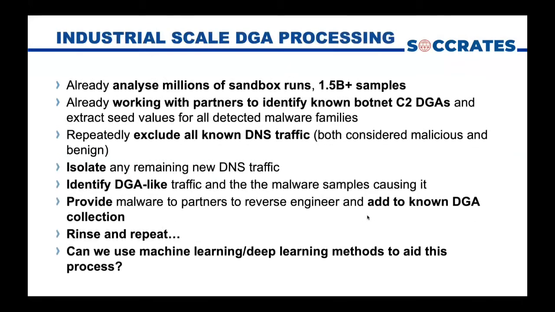So for the purpose of this project, we already analyzed millions of sandbox runs of 1.5 billion samples, as mentioned. We already work with partners to identify botnet C2s. And having access to our DNS malware traffic in the sandbox, we can explicitly exclude all known DNS traffic from the traffic we see in the sandbox. We isolate the remaining new DNS traffic, and we can identify new command and control domains, as well as DGA-like traffic and the malware samples that cause it.